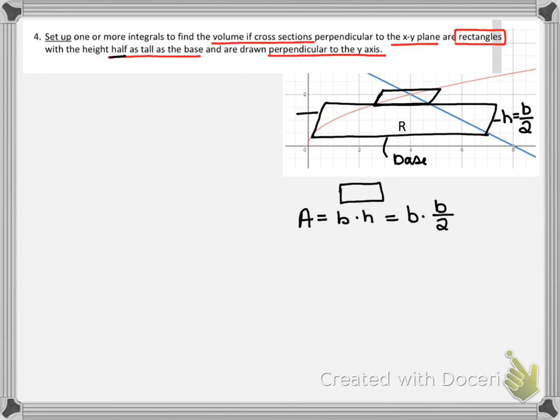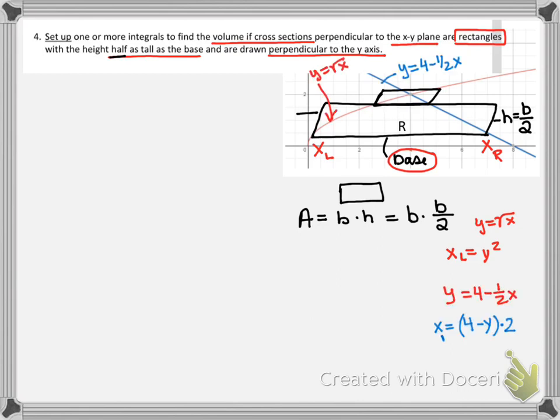So it appears from our area statement that the most important dimension here is our base. And our base, just like horizontal integration, will be x on the right minus x on the left. And so just as a reminder, our x on the left came from y equals square root of x, and so x was equal to y squared. And x on the right was 4 minus y all doubled when we solved this equation for x.